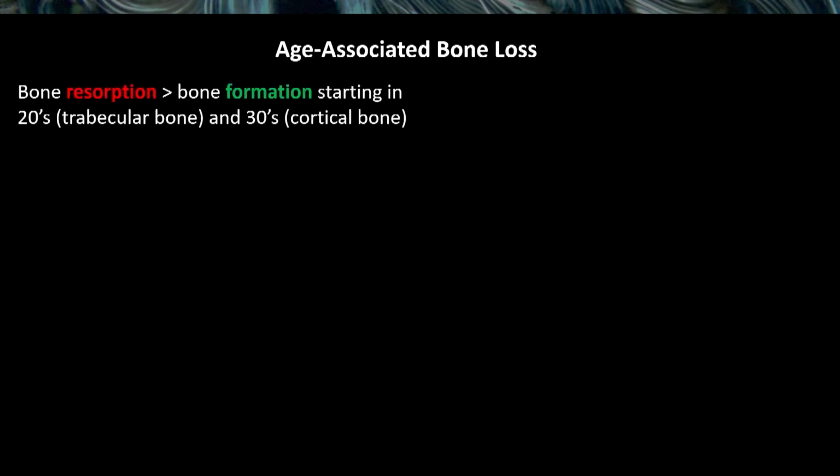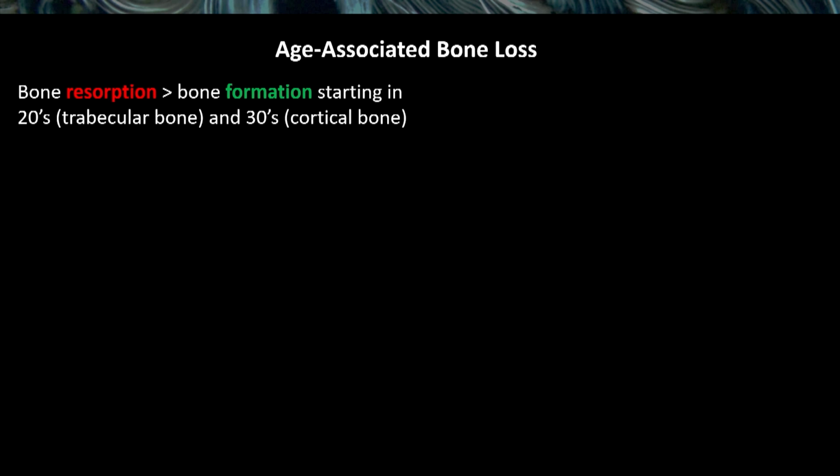So this is not something that occurs consistently over the lifespan, and in fact it is modified by aging and other types of physiological changes. Age-associated bone loss begins a lot earlier than people think. Bone resorption begins to outpace bone formation as early as your 20s for trabecular bone and your 30s for cortical bone. So bad news, it's already going, and in some cases gone.